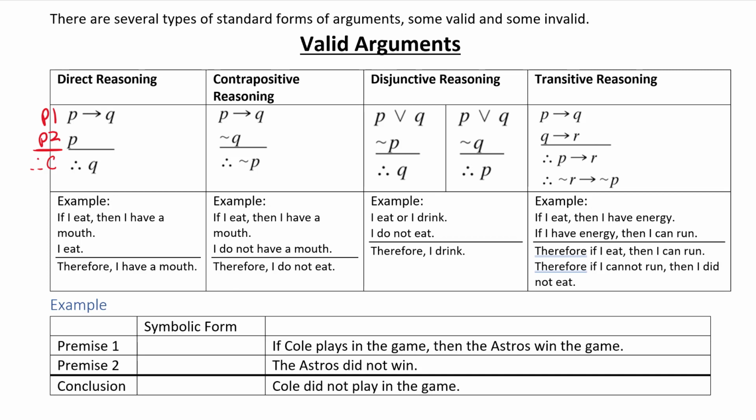Okay. The contrapositive reasoning, again, we have premise 1 and premise 2 implies the conclusion. So my premise 1 is if P then Q. My premise 2 is not Q. So we can assume that those two are true. My premises are true. Do those two true premises imply that we have a not P? So here's an example of that. If I eat, then I have a mouth. That's my if P then Q. Well, if you can say I do not have a mouth, well, then therefore you can say you do not eat, which is contrapositive. It's contrapositive because we're saying if not Q, then does that truly imply not P?